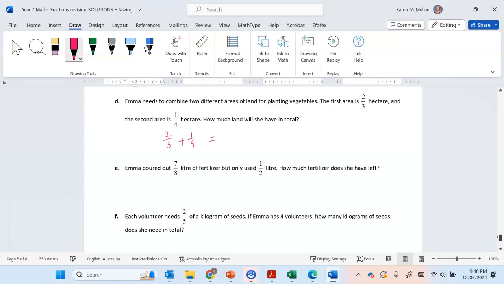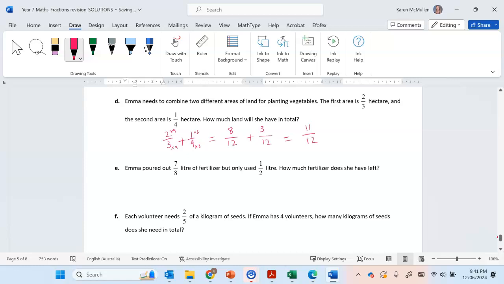So when we're adding, we need to have the same denominators. So we're going to add 2 fractions with the same denominator, which is 12. So I multiplied that 3 by 4, so I've got to do the same to the top. And then the 4 I multiply by 3. All right, so I get 11/12.